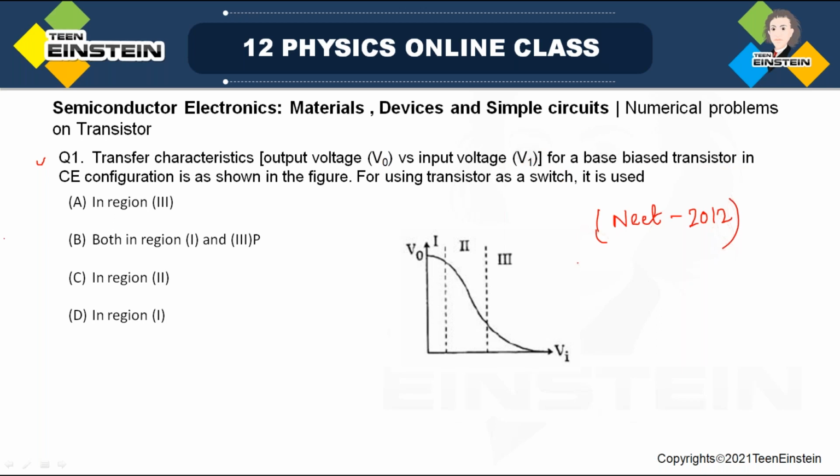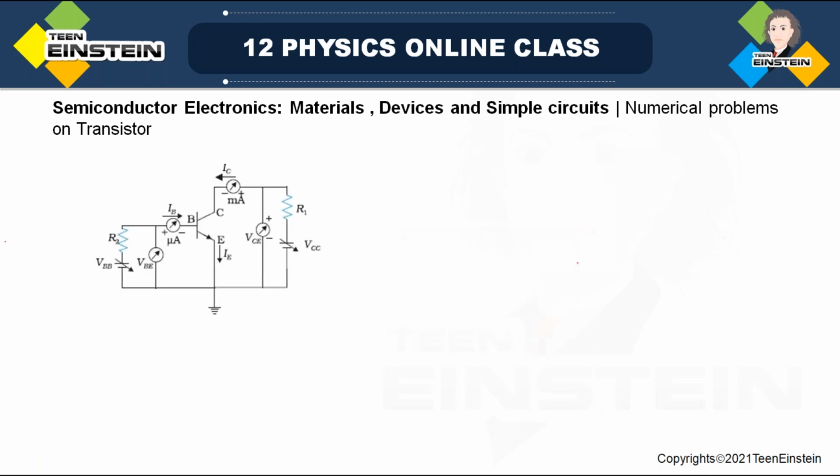transistor in CE configuration, if we remember, base bias CE configuration is this one. CE means common emitter. Okay, this is the particular configuration, where you can see the emitter is grounded and base is biased with a battery. So this is called base biased common emitter configuration.